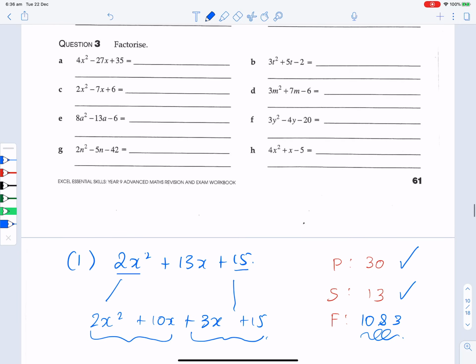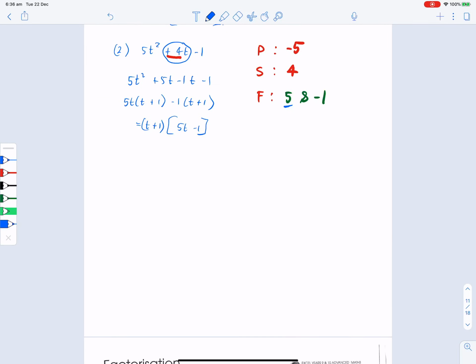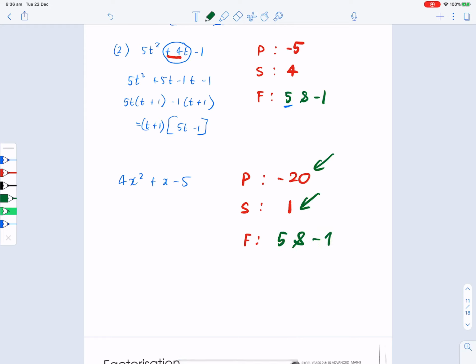Let's do question 3H. Okay, this one over here. 4x squared plus x minus 5. Again, we're going to write down here PSF. So the product is minus 20. The sum is the coefficient of x, the number in front of x, which is 1. So now what are our factors? What numbers multiply to give minus 20 and add to give 1? Those are 5 and minus 4.